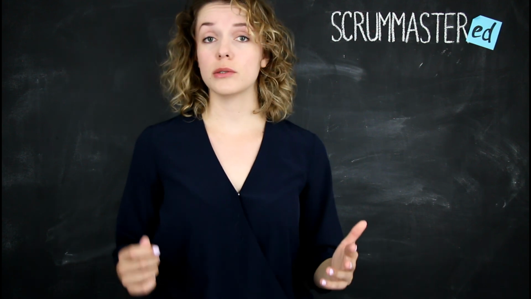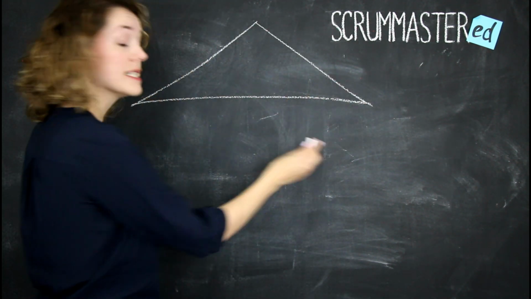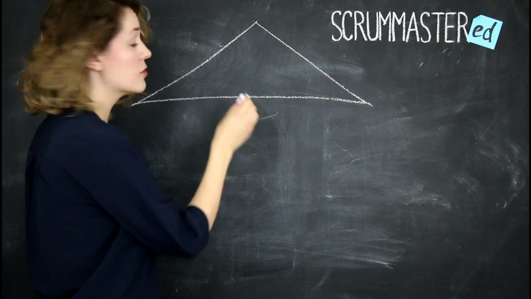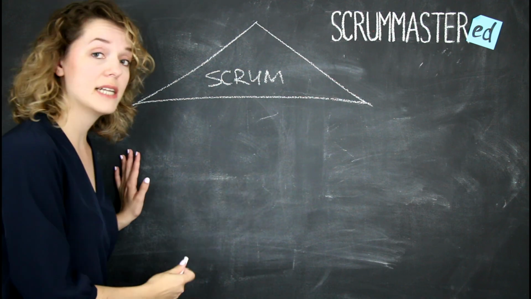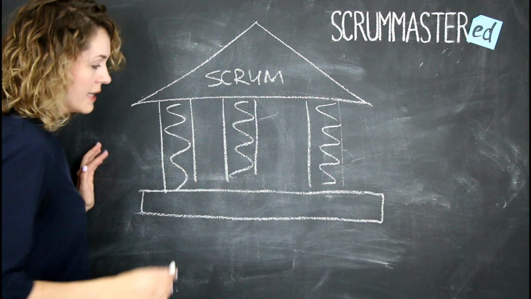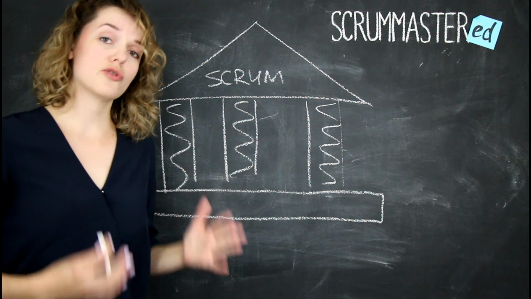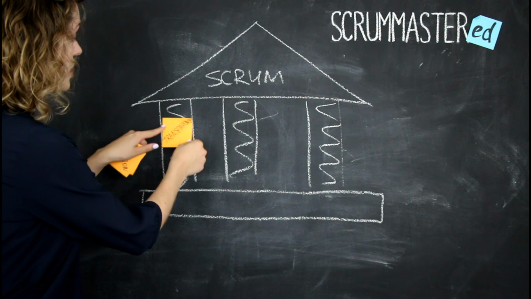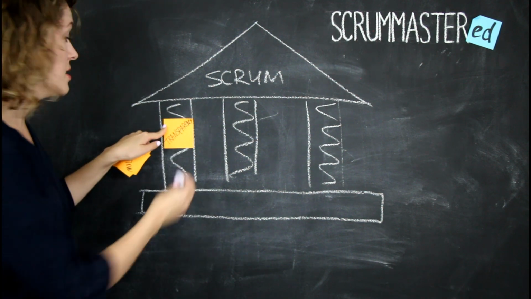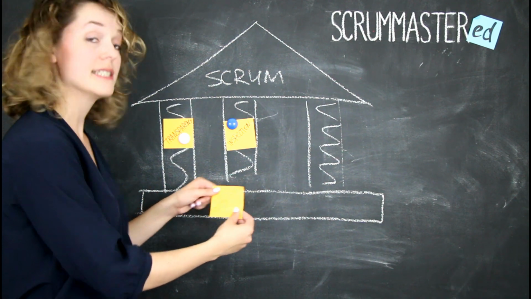And here's what I do to explain this concept. I draw a little house. And I say at the top of it is Scrum. Scrum stands on 3 pillars. These 3 pillars are defined by empiricism, what Scrum really is based on. So the 3 pillars are transparency. The second pillar is inspection. And the last pillar is adaptation.